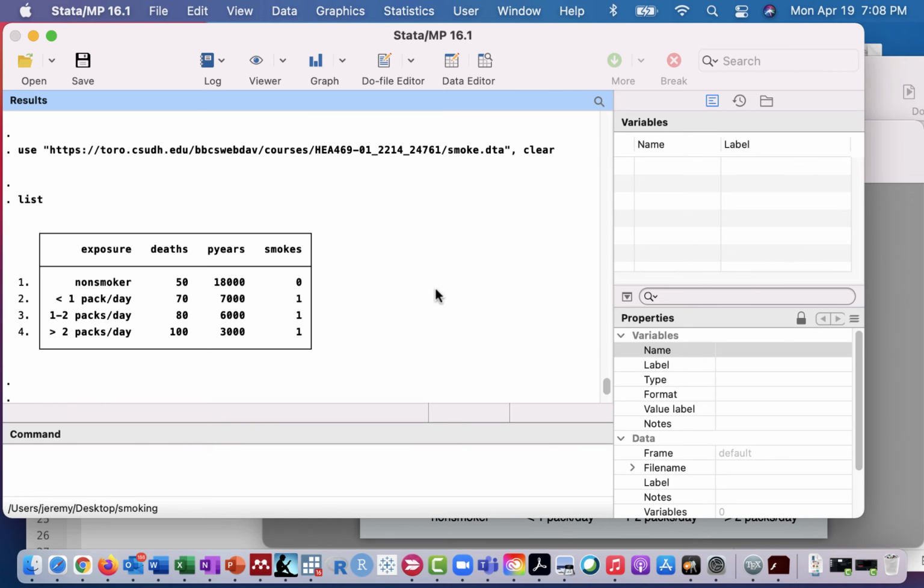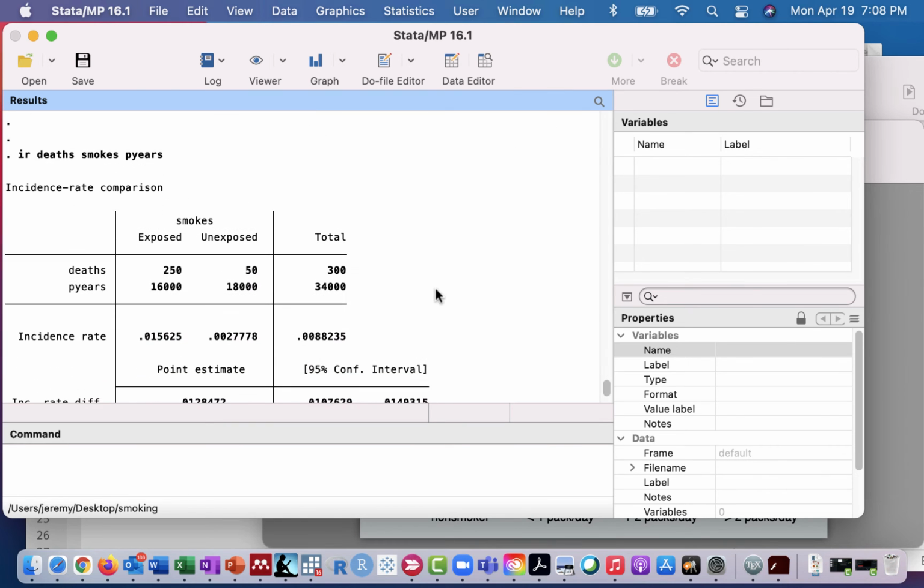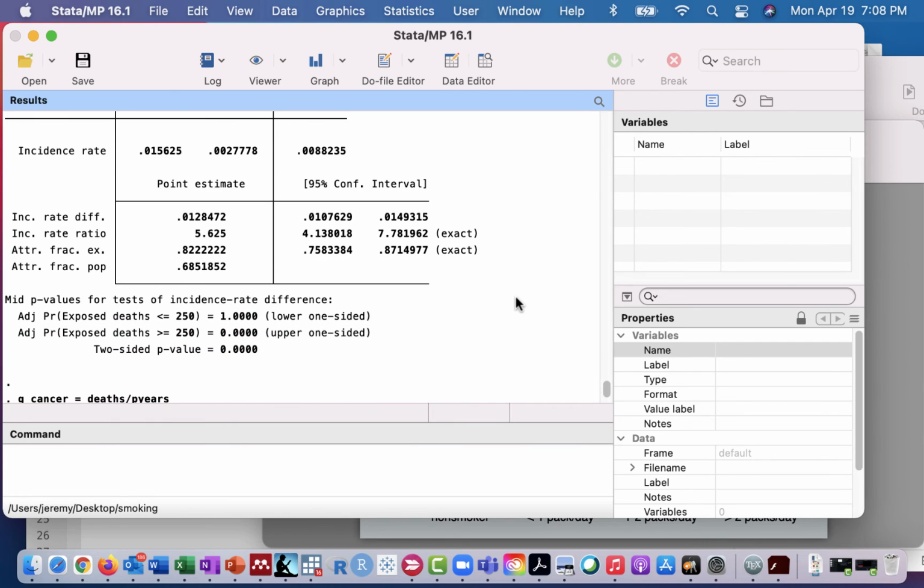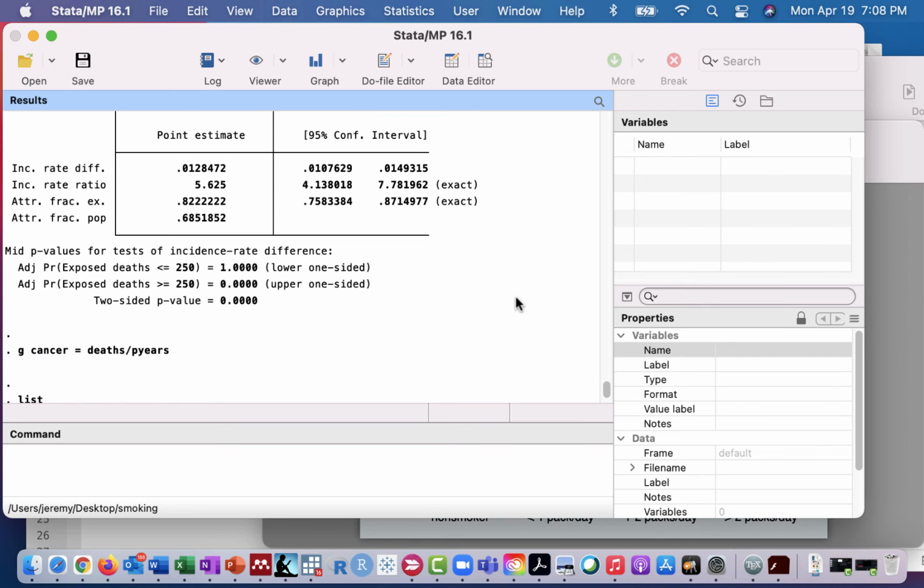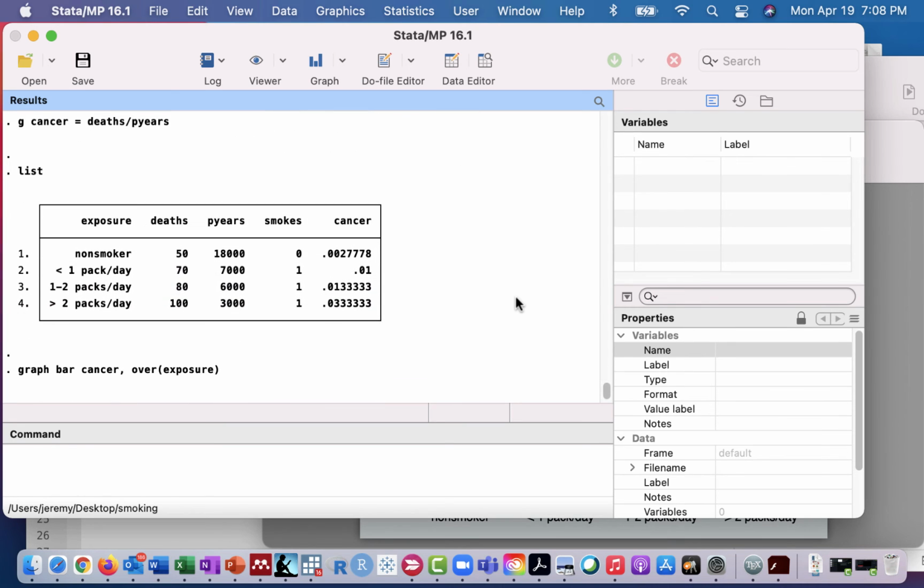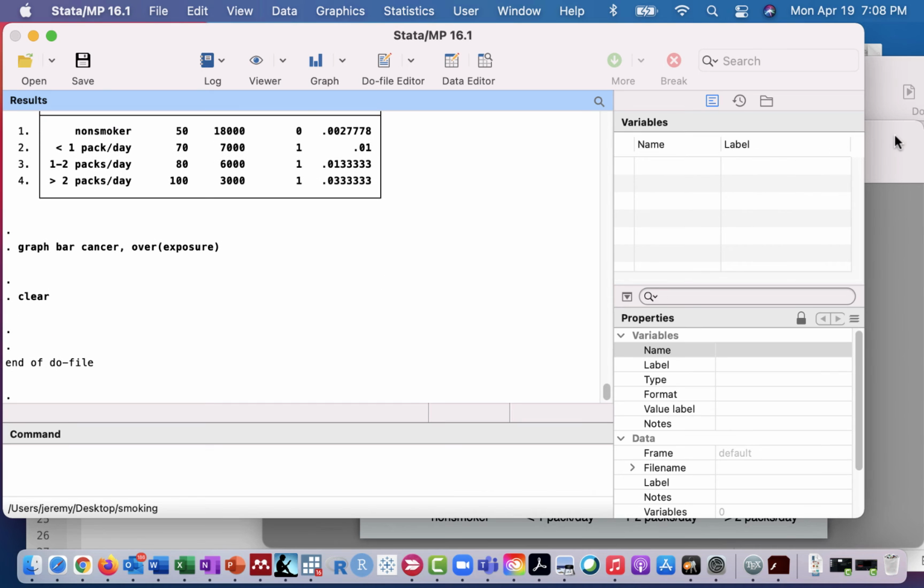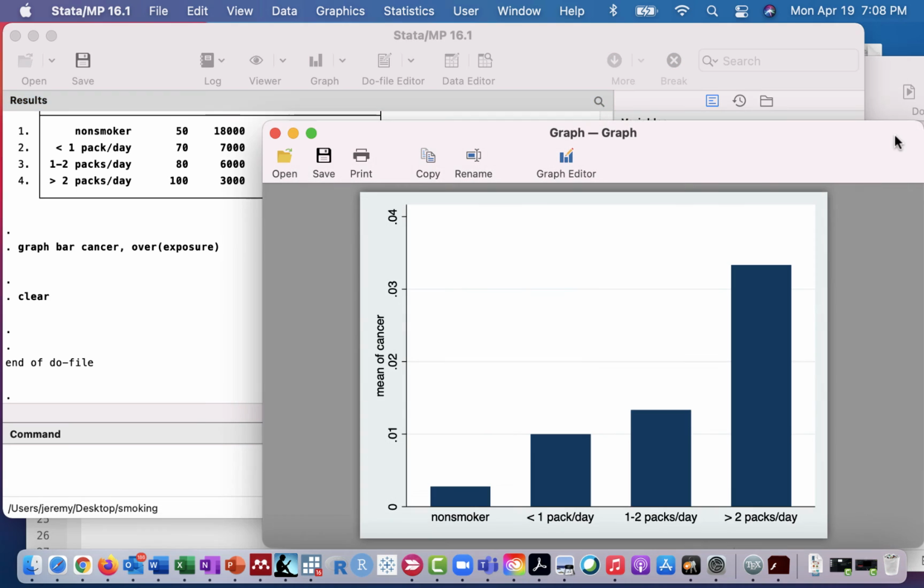So to review, here's the data. 250 divided by 16,000 is 0.015, 1.5%. 50 divided by 10,000 is 0.002, 0.2%. Two-sided p-value 0.0000 at the bottom, tiny, less than 0.00001. Yes, statistically significant. And yes, a dose response. Really tiny p-value, statistically significant. Bars keep increasing with greater amounts of tobacco use. That's called the dose response.